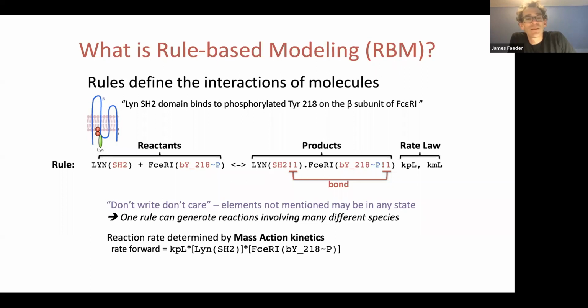Right. Let's see. So, then there's mass action kinetics, which we talked about before, and which applies. So if we generate an individual reaction based on this rule, we'll get a reaction of the concentration of, yeah, the way this is written is slightly misleading. I'm not going to get into the details of that at the moment, but basically the total rate of all the reactions generated by this rule is given by the rate constant times the concentration of all the Lins that have a free SH2 domain, summed up, and all the FcεR1s that have a free beta Y218, sum of those, and that's the total rate.